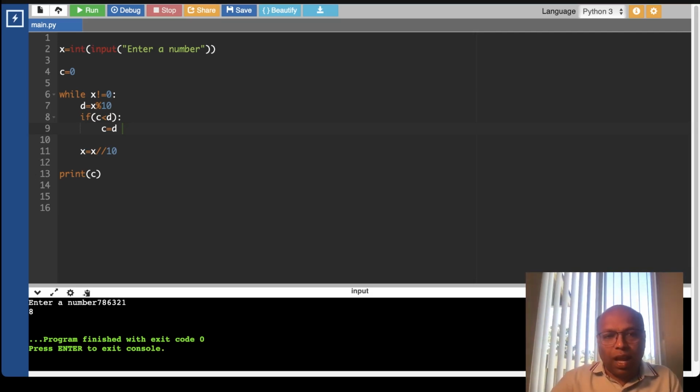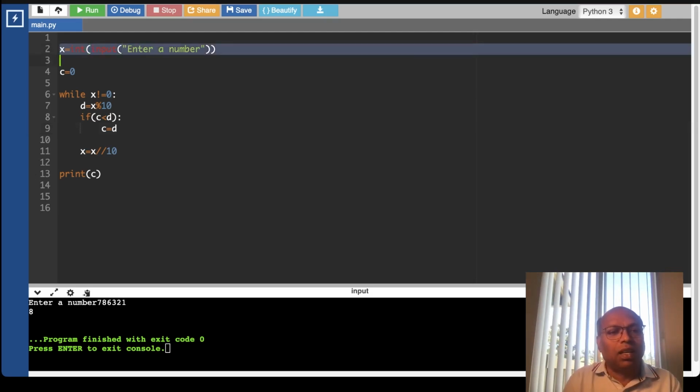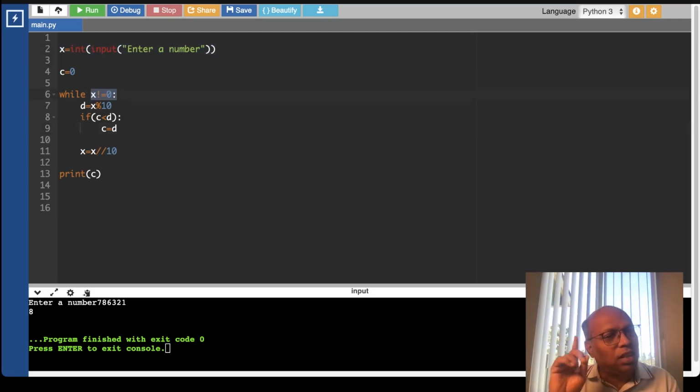But remember, every time a loop must have an initialization, condition, statement and updation. What is my initialization here? This is my initialization. This is my condition: how long I repeated the procedure, till the number became 0. Which is my updation? This is my updation. And these are my statements.